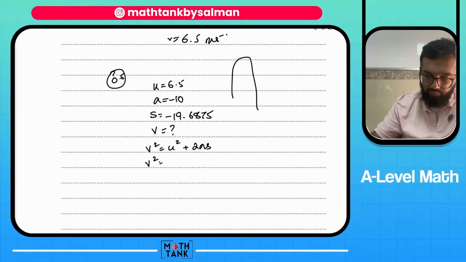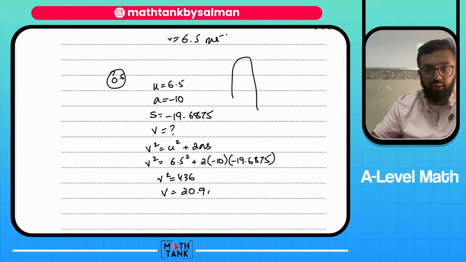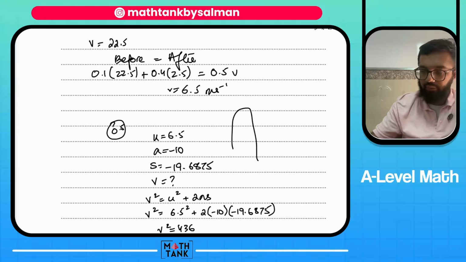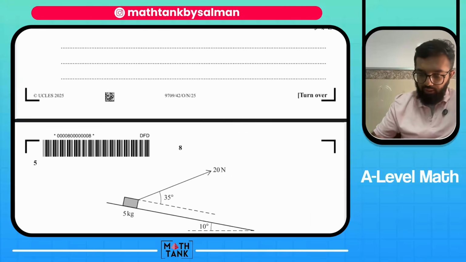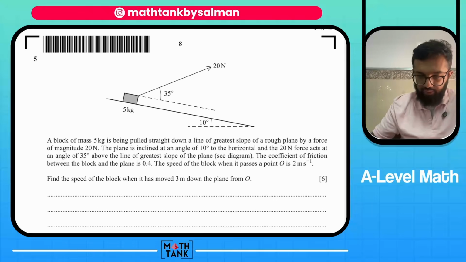So v square, u square... v square is 436. What's the root of 436? 20.88, so 20.9 meters per second. Okay, that was the easy way of solving this question. Good, easy 5 marks, I think. Okay, look at the next one.